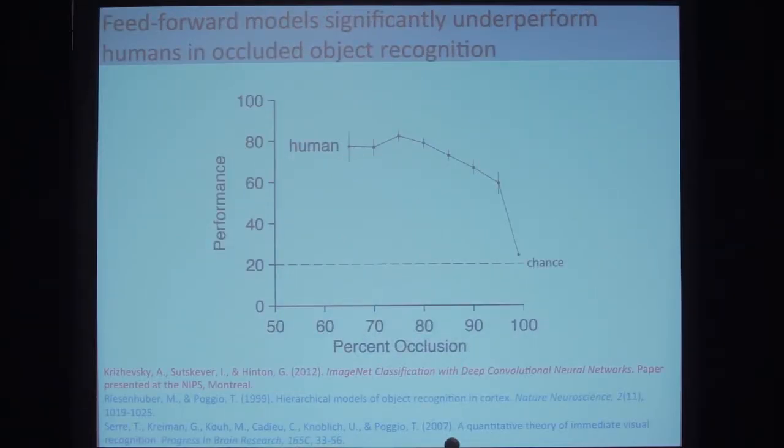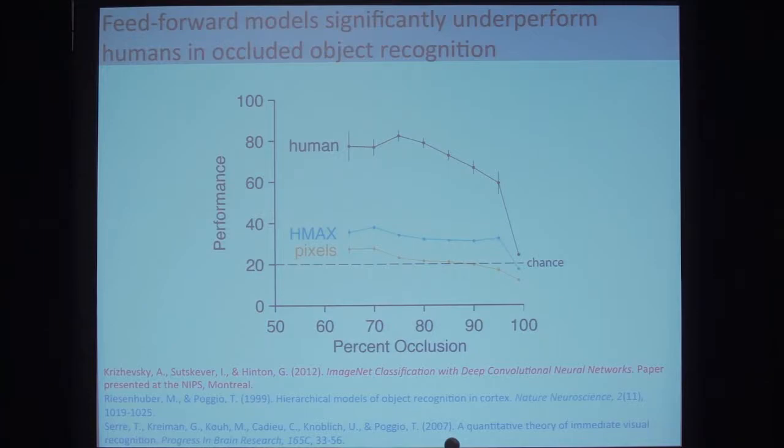So let me now come back to computation and argue that purely feed-forward models also struggle with very, very heavy amounts of occlusion. This is the behavioral data that I showed you already, performance as a function of the amount of occlusion. This is how well you can recognize the same set of objects using just the pixels. This is how well you can recognize them with the HMAX model. Bear in mind that the HMAX model has 0 free parameters.